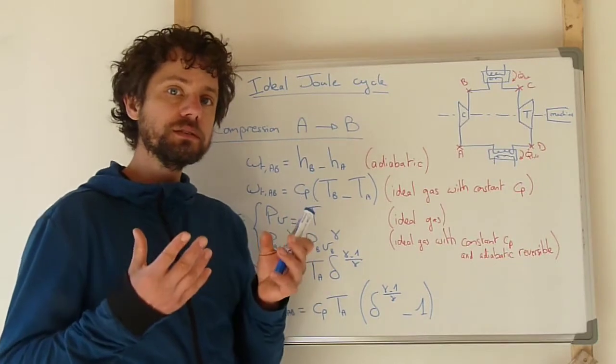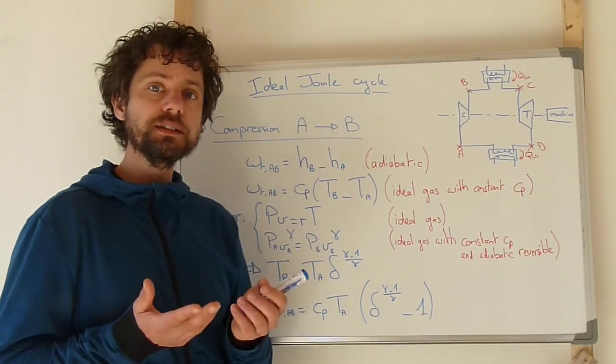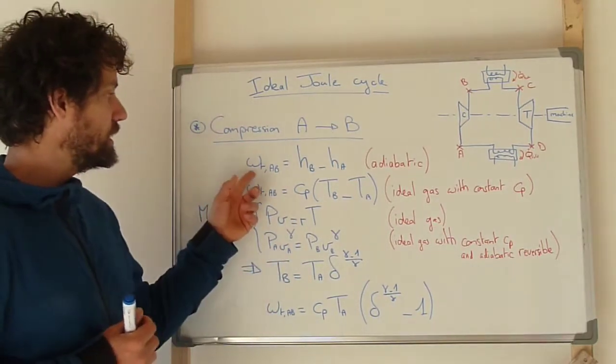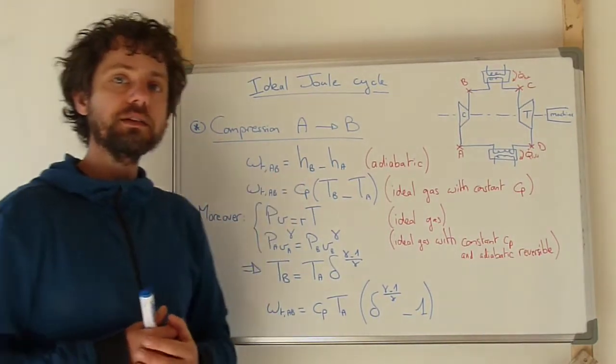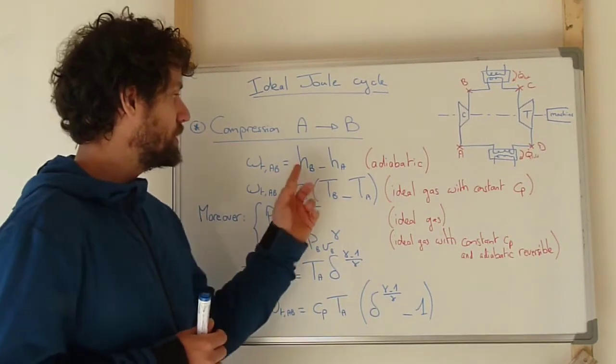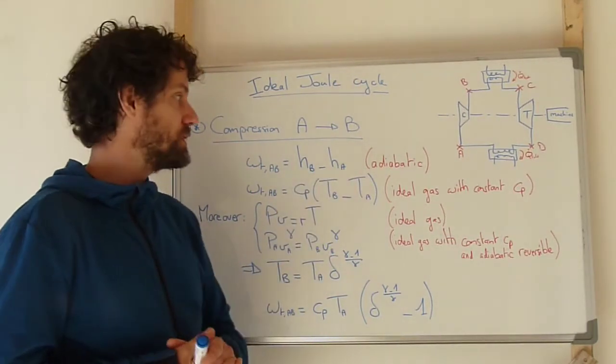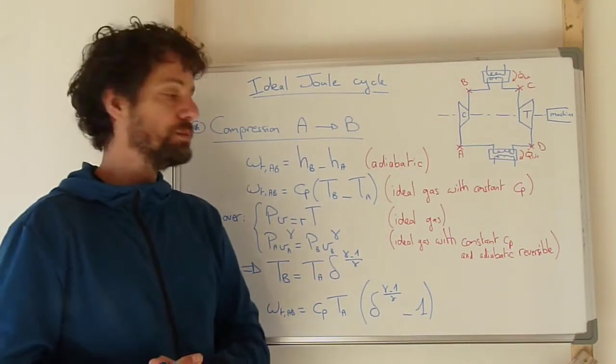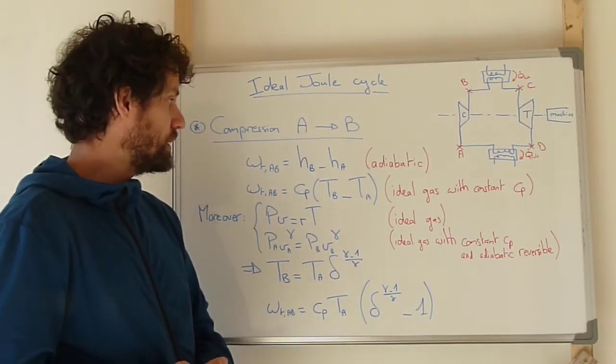And because the compressor is adiabatic, we know that Q is equal to 0, so we have this technical work between A and B directly equal to the specific enthalpy difference, and for this we need to have an adiabatic transformation.